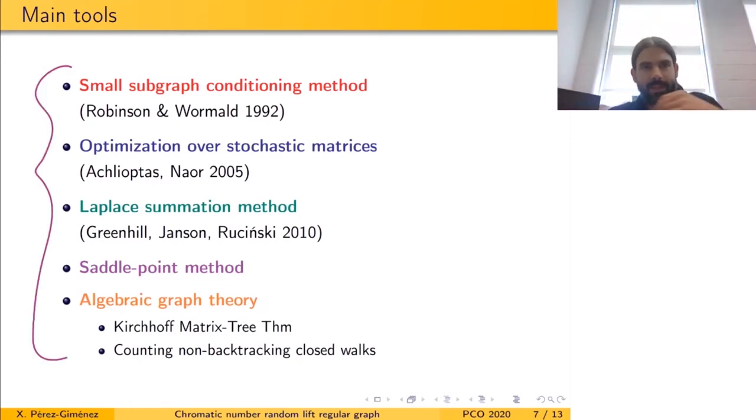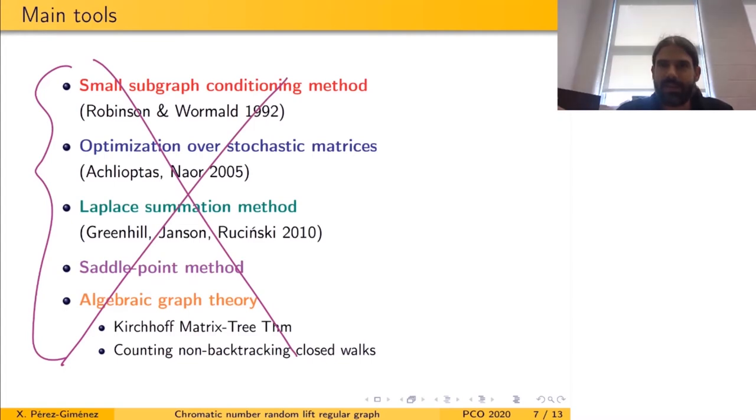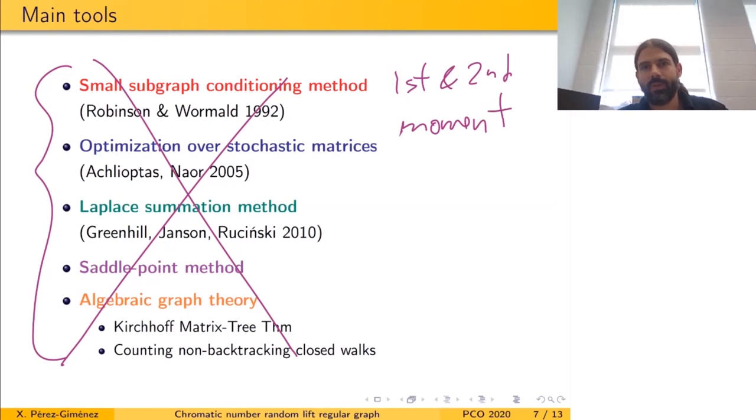I think the first time I prepared the slides, I don't remember for which talk it was, but I was trying to impress people by listing lots of tools. But if I want to be more modest, I could just say that the main tool that we use is a first and second moment argument. However, to compute the moments, we need to work very hard. So this is essentially a first and second moment argument.